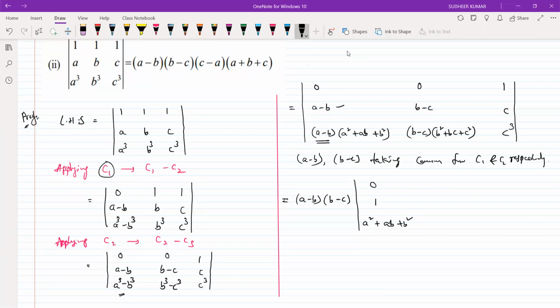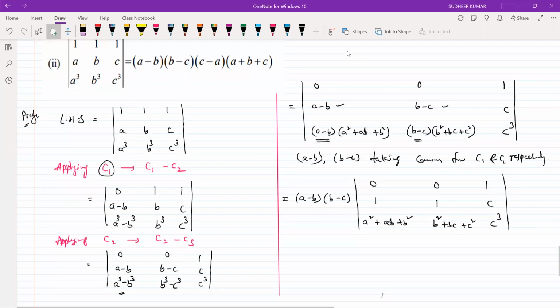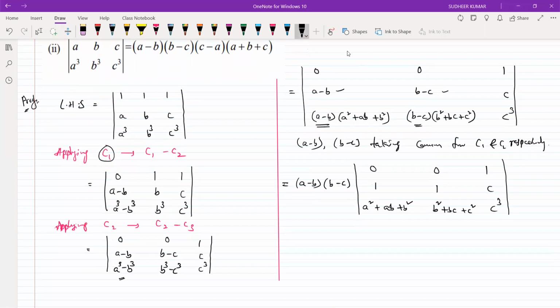And then this is 0, B minus C taken common. 1. Here also B minus C taken common, B square plus BC plus C square. So this is 1, C, C cube. That's it. Now we can expand it. If you expand it, what will we get?